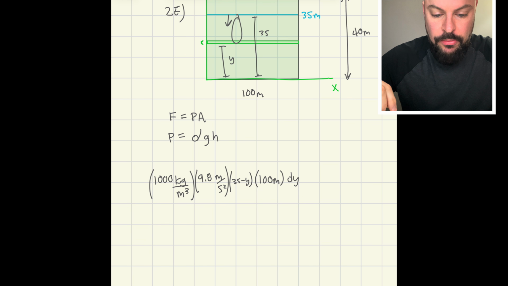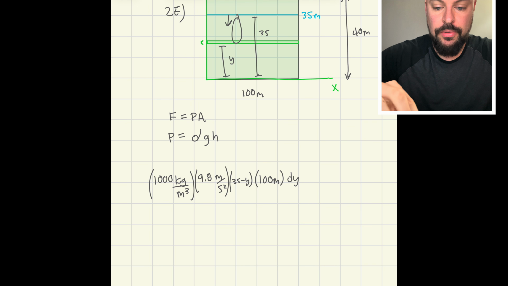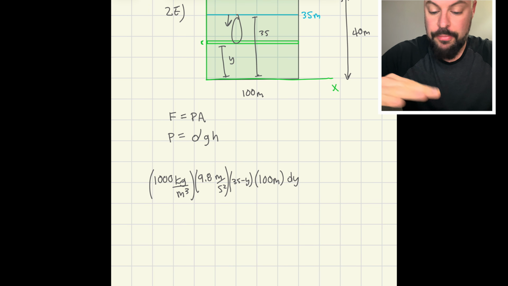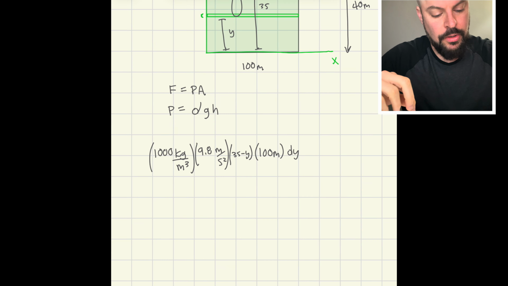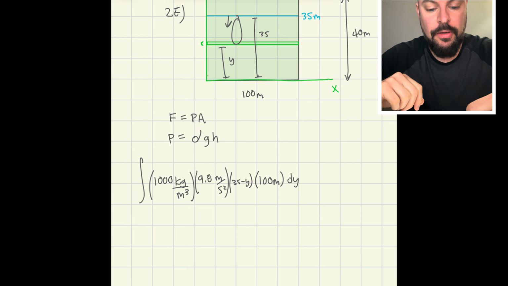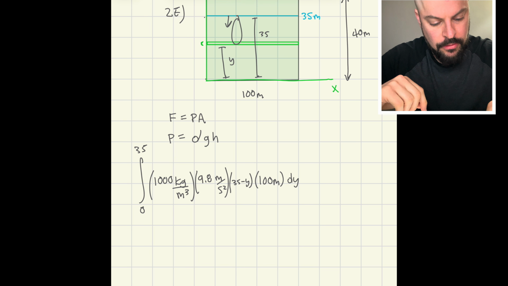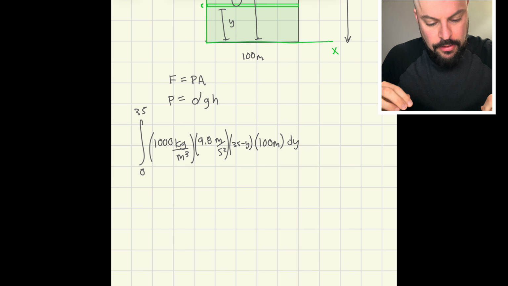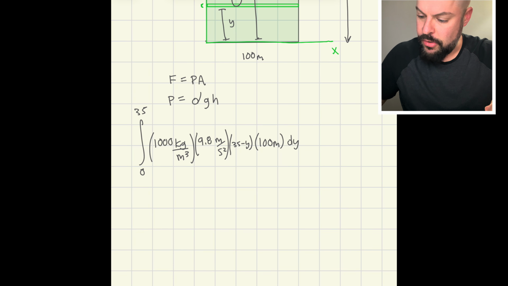Now what we're attempting to do is find the force on the entire face. While this gives us the force on this strip, we want to add up a bunch of little strips, and what we use for that is an integral. The integral will be set up from 0 to 35, the entirety of the face. We can take constants out front. We're going to leave the units behind until the end of the problem, but we know where they're at right now.